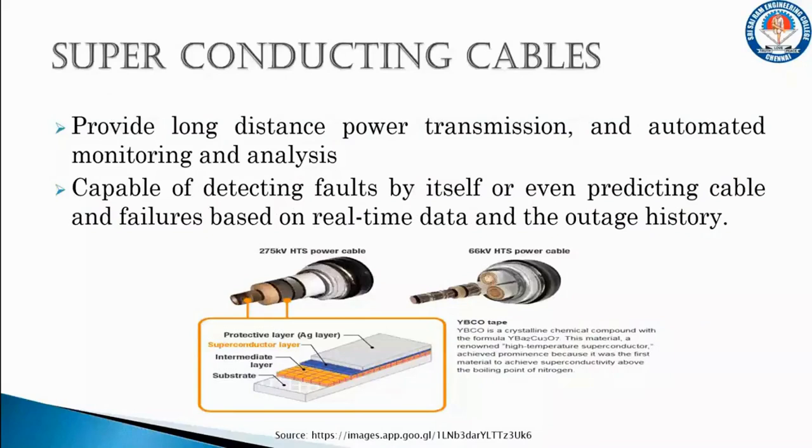Then superconducting cables. This type of cable provides 2 to 5 times more power than a conventional cable of the same size. It can withstand high temperature, and it can also handle the worst environmental conditions. It also has low loss, so it can be used for long distances, and it also provides automatic monitoring, analysis, and fault detection. An example of such a cable is yttrium barium copper oxide, which has a melting point greater than 1000 degrees Celsius, so this type of cable can be used at higher temperatures.